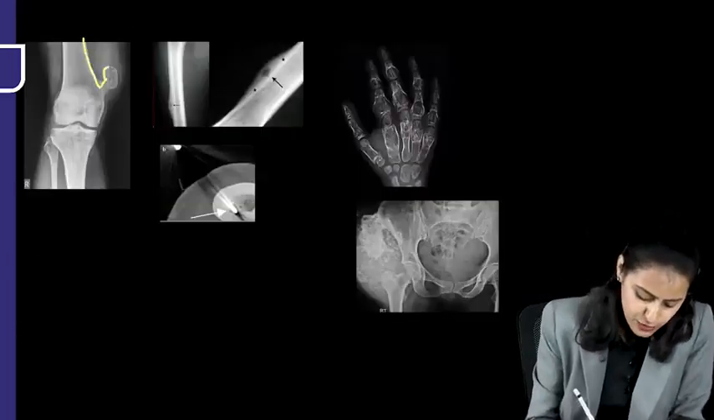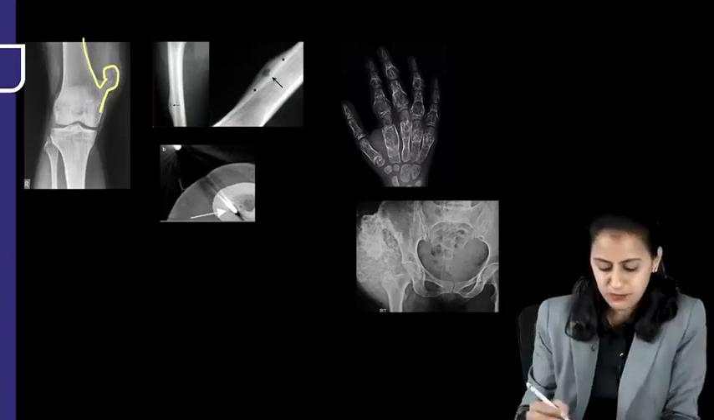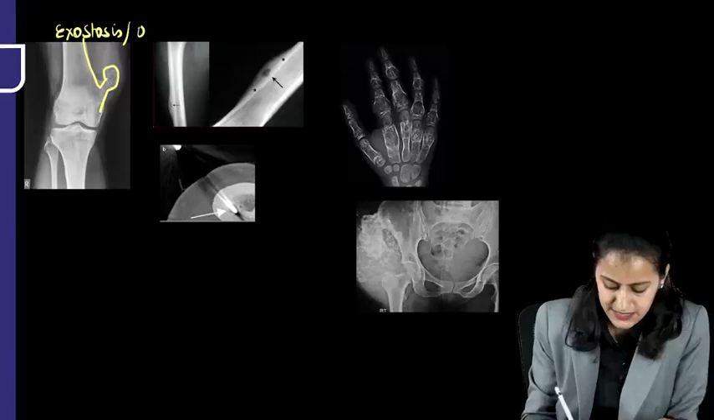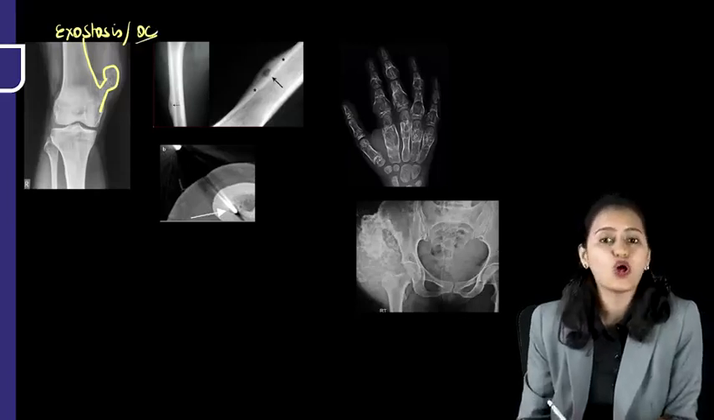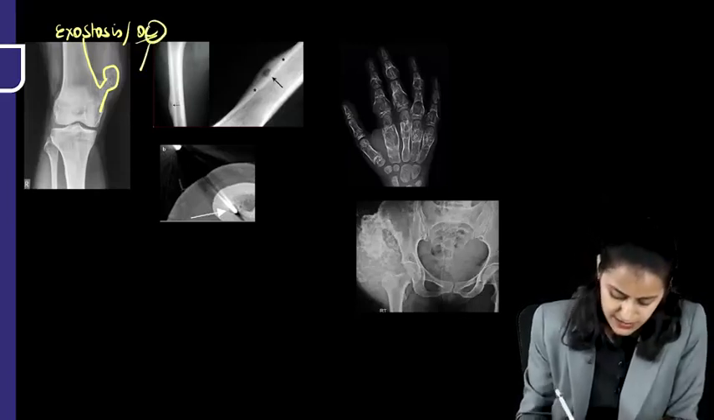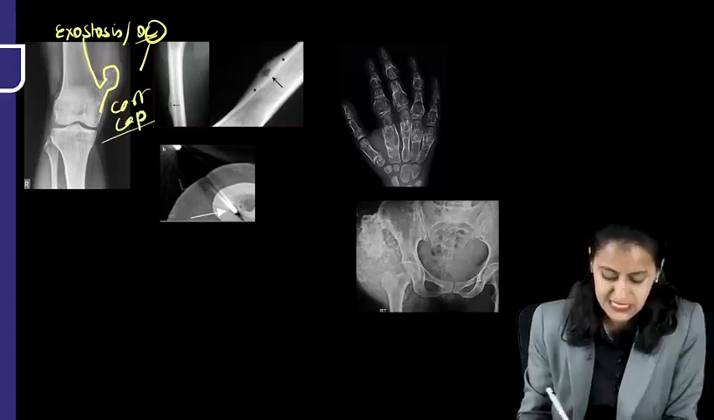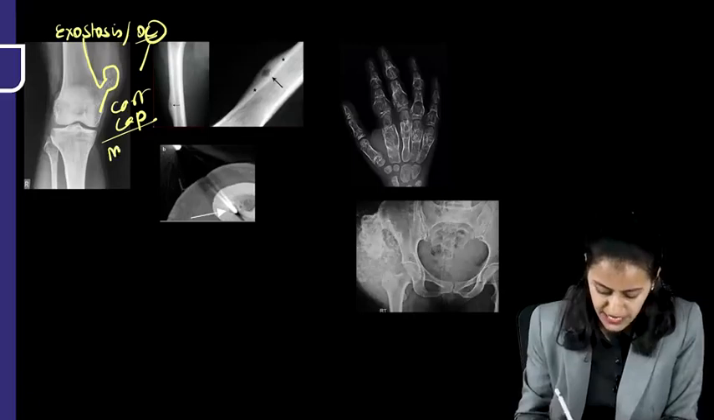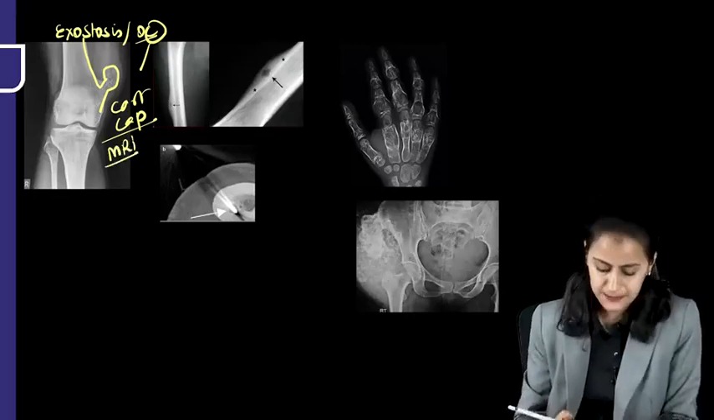Next one, what bone tumors are these? This is an outgrowth from the bone, coming out from the bone. That means that this is exostosis. That means this is osteochondroma. Chondroma here, it's the cartilage cap which is seen here. So this is a bone tumor with cartilage cap, and for that we need to do MRI.